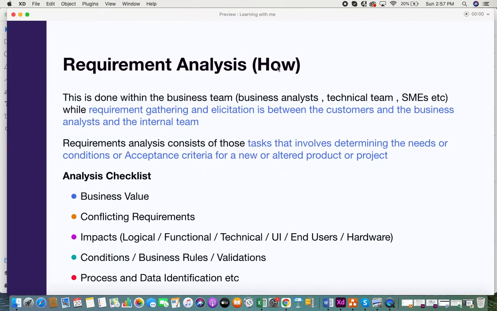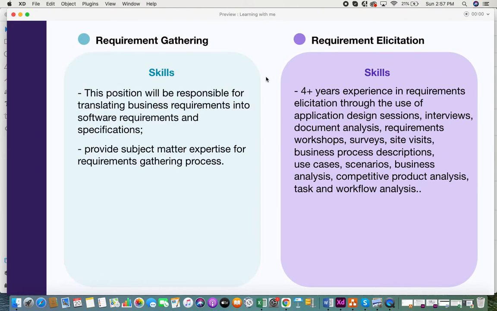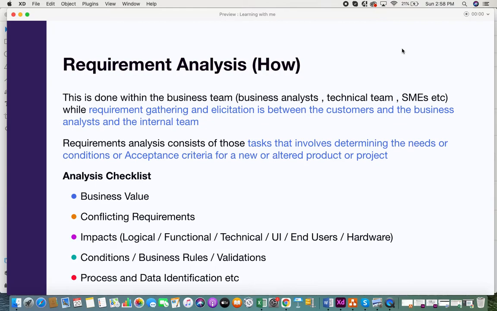So moving on to requirement analysis. I've put it as how over here. Requirement analysis always focuses on the how part of the product development or project development, whereas requirement gathering and elicitation is mostly about all the W's: where, what, how, why. Those are the focus areas for gathering and elicitation, whereas the analysis part is totally on how things are going to be done.